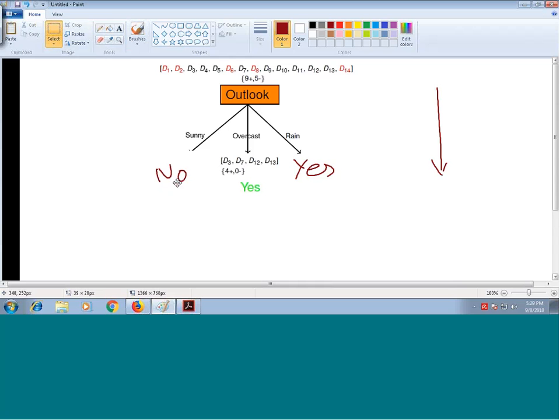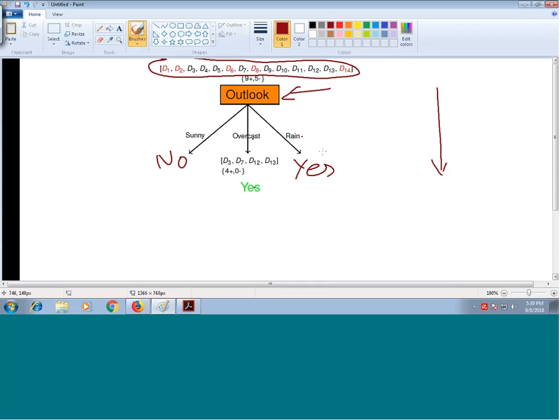What is the advantage of this tree? What is the main point? This tree is not as good as the previous one on the training data. Maybe this particular tree only tested the outlook. If it is sunny it says no, overcast says yes, rainy says yes.